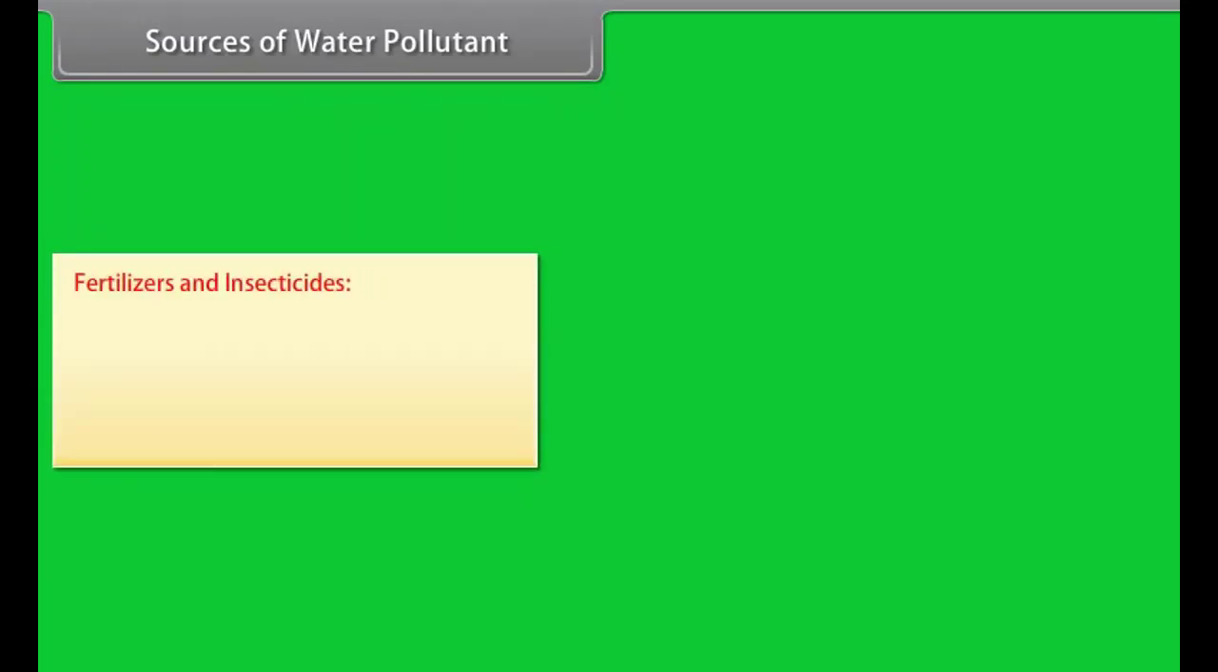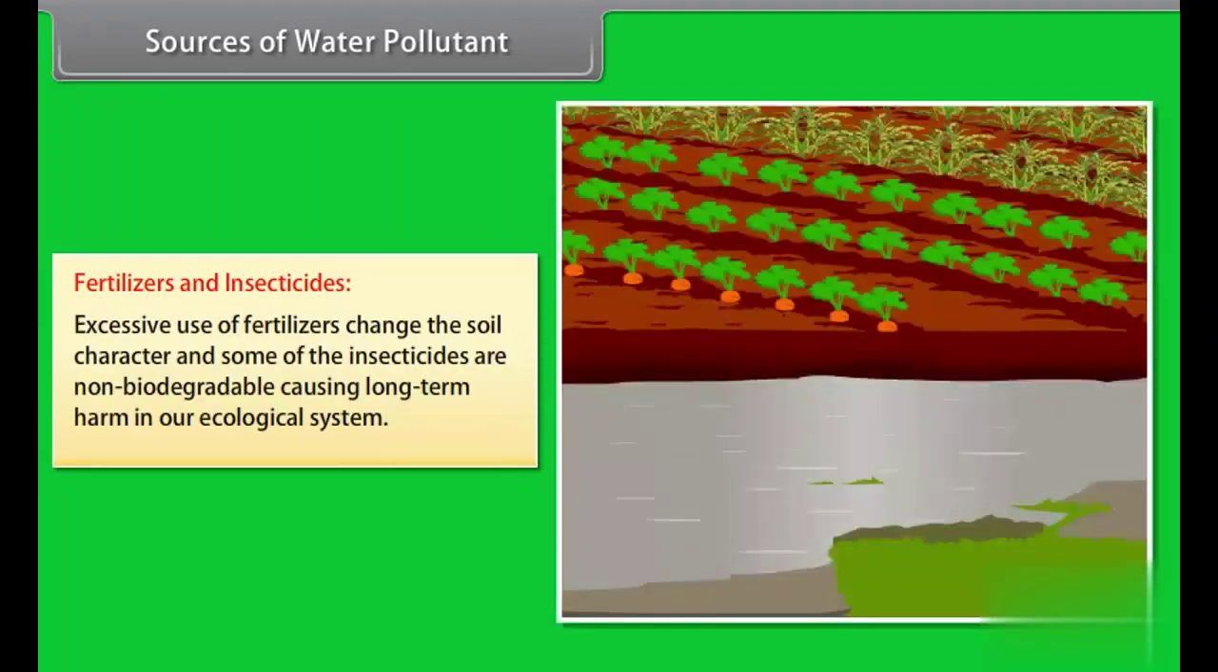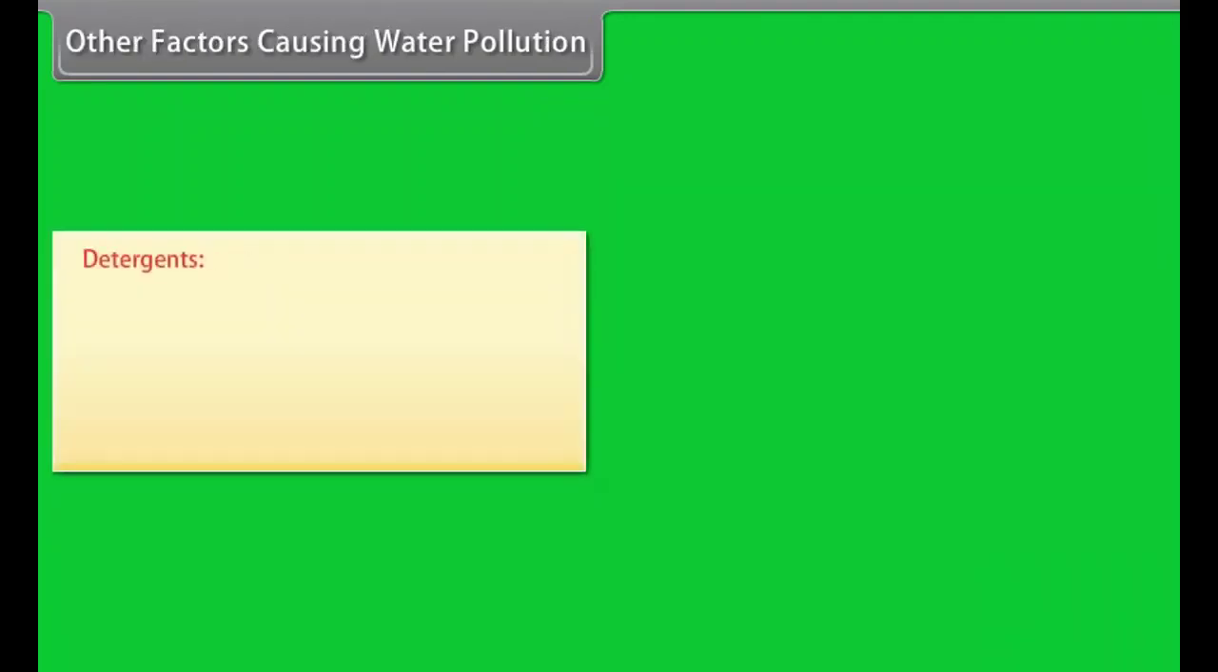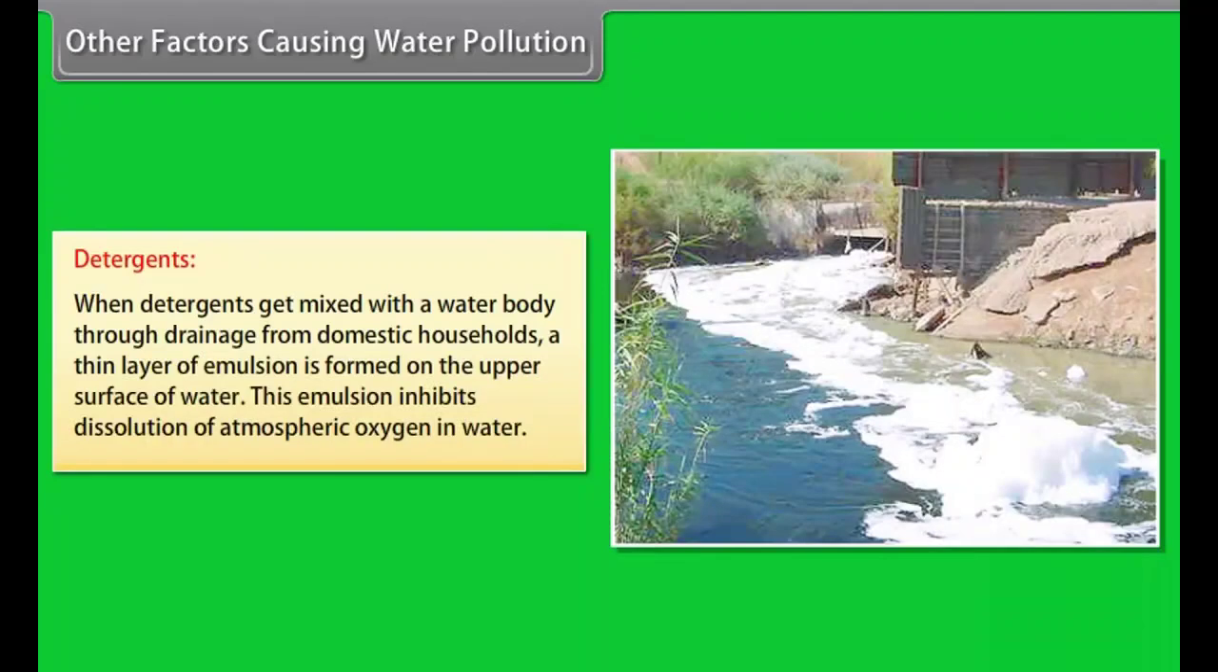Fertilizers and insecticides. Excessive use of fertilizers changes the soil character, and some of the insecticides are non-biodegradable, causing long-term harm in our ecological system. Other factors causing water pollution. Detergents. When detergents get mixed with the water body through drainage from domestic households, a thin layer of emulsion is formed on the upper surface of water. This emulsion inhibits dissolution of atmospheric oxygen in water.